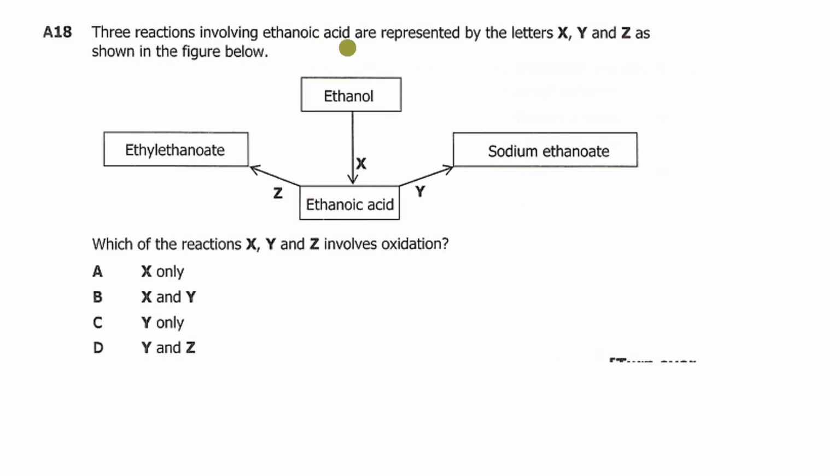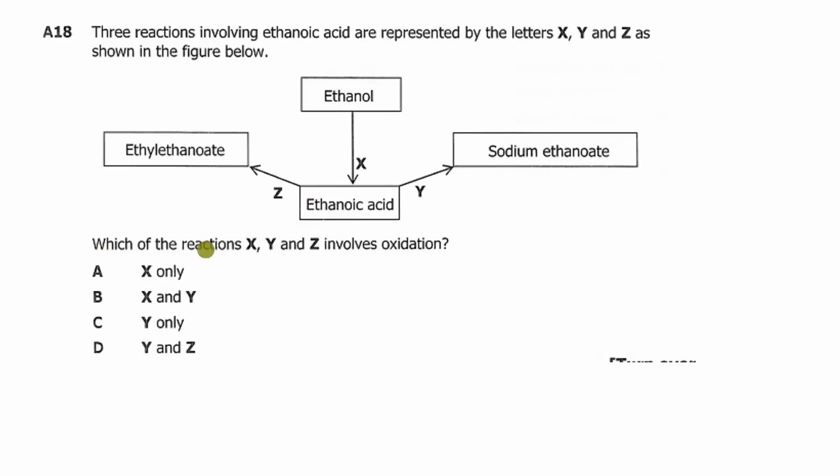Three reactions involving ethanoic acid are represented by the letters X, Y, and Z as shown in the figure below. So we have ethanoic acid here. It undergoes this reaction, sodium ethanoate. Then this ethanol undergoes this reaction, it forms ethanoic acid. Then this ethanoic acid undergoes this reaction, it forms ethyl ethanoate.